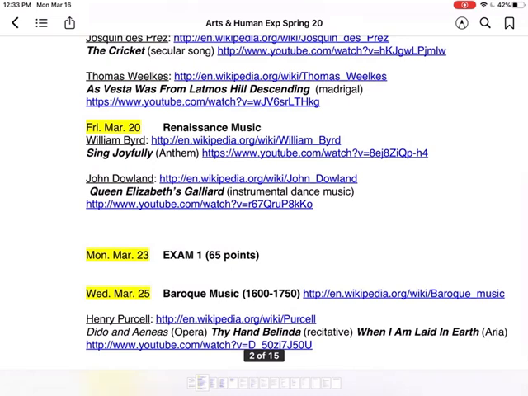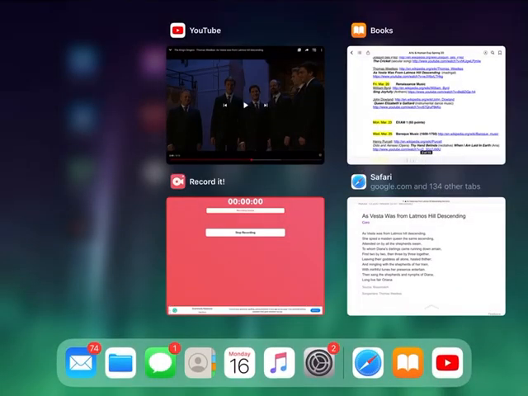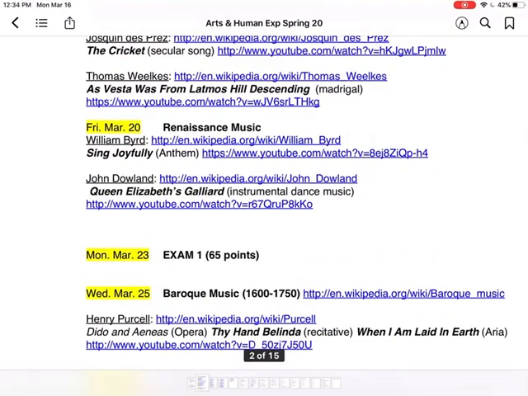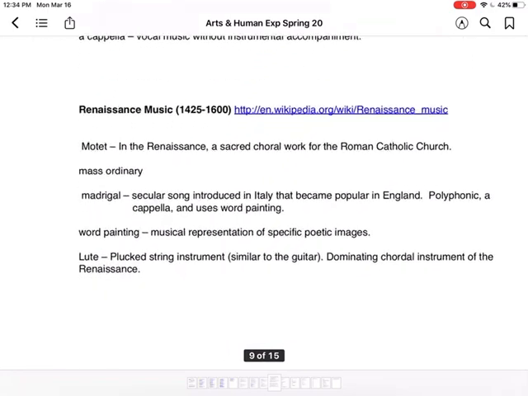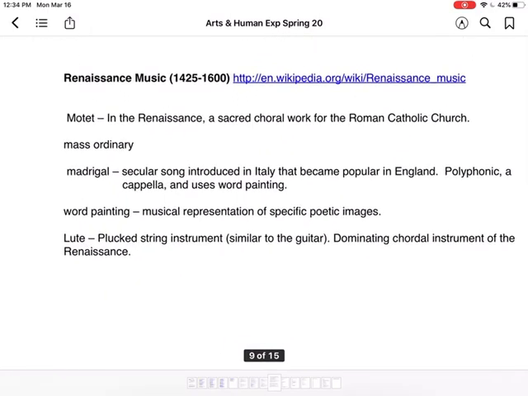Next class, we will be focusing on just two more composers. William Byrd, another piece a cappella for a large choir, and it will be liturgical. And we'll listen to an instrumental piece by John Dowland, for the most popular instrument of that period, the lute. It's a guitar-like, plucked string instrument, the dominating chordal instrument of the Renaissance.